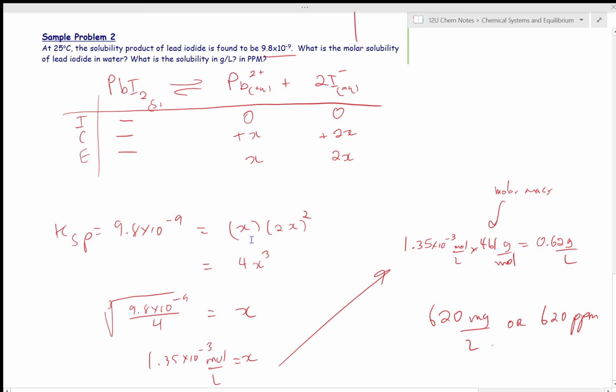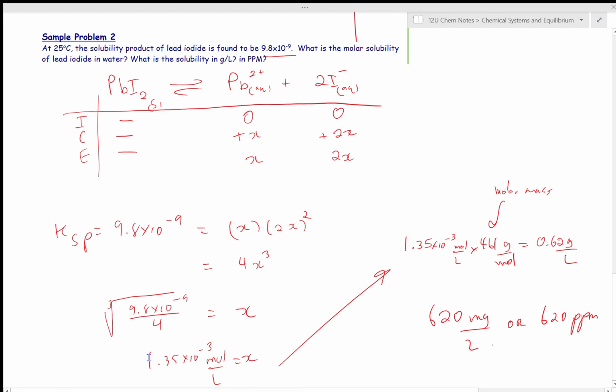That is equal to X, which is this one, to the power of 1, which of course we don't write that power of 1, times 2X, notice the equilibrium concentration here, 2X to the power of 2. So 2X squared is 4X squared, times another X gives us 4X cubed. And then I can actually determine this very easily. So I can take the 9.8 times 10 to the minus 9, divide it by 4. So I'm going to take the 4 from here, put it over to the other side, divide by 4, and then take the cube root of it, and I'm able to determine my X value, which ends up coming out to 1.35 times 10 to the minus 3 moles per liter.